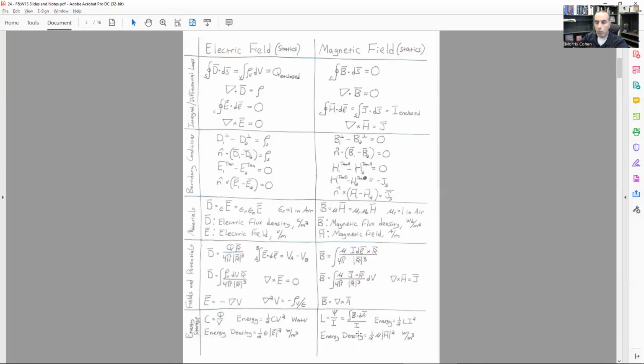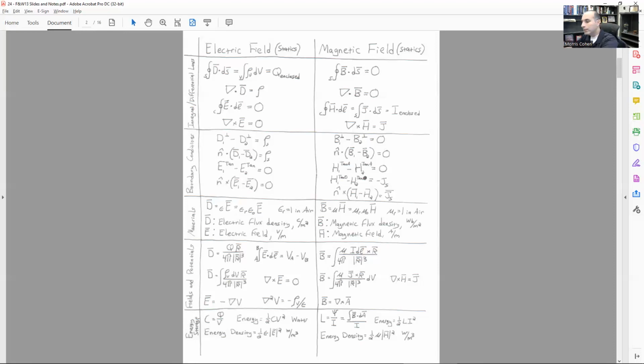So there's a duality there, a parallel between electric fields and magnetic fields, as long as we swap voltages for currents and currents for voltages. We swap electric charge for magnetic charge. And we swap permeability for permittivity. We swap mu for epsilon.